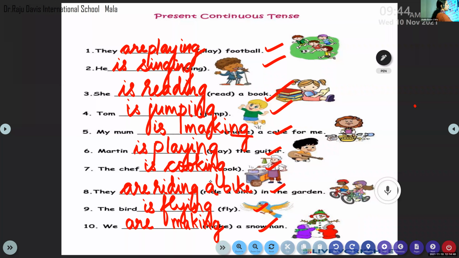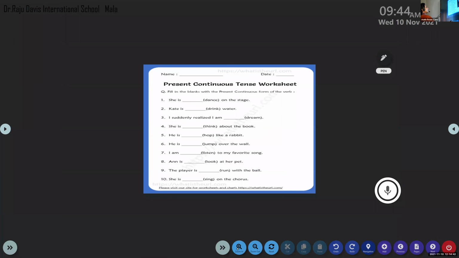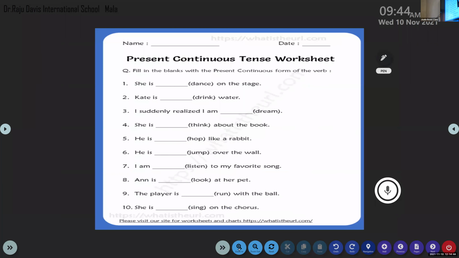Now let's move on to the next exercise. Okay, so here is an exercise for you. And this action in progress has many names. We can call it continuous. We can call it progressive. Present progressive, present continuous, that we'll be learning. It has many names. Now let's keep in mind the action in progress.